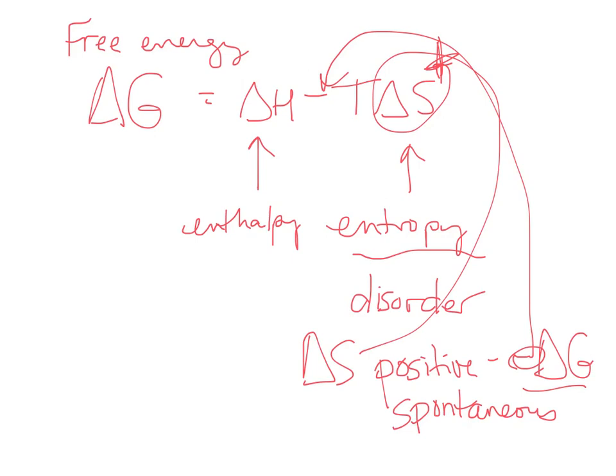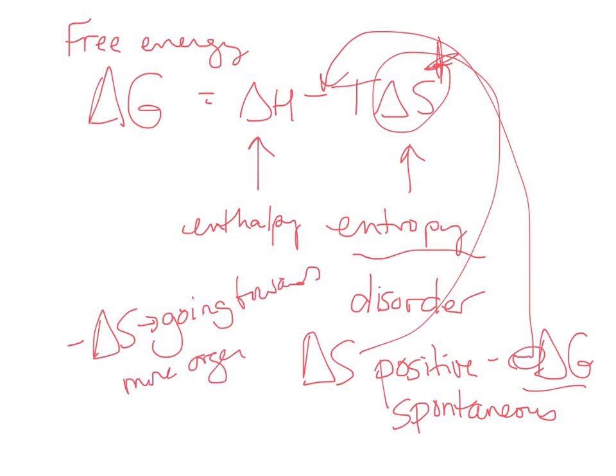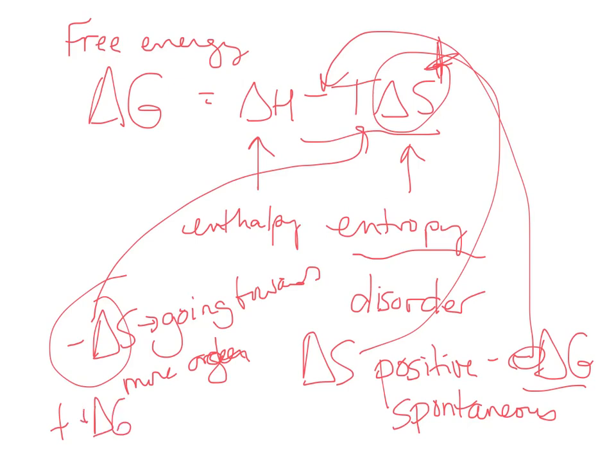If you happen to have a negative delta S, that means you're going towards more order. Okay, you're cleaning up your room, order. All right, so if you have a negative up here, a negative makes a positive. So the second part of this equation becomes positive, and delta G is positive. And that means it's a non-spontaneous reaction. You have to put energy into it to make it happen.